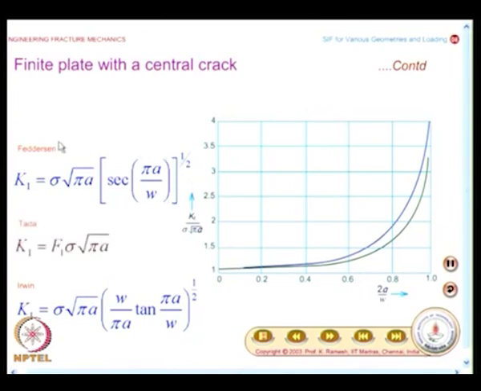Though this expression is obtained based on heuristic arguments, it is reasonably accurate, and in fact it is preferred over the tangent formula. The secant formula is preferred, but it is purely an empirical argument. And by and large the most accurate fit is by Tada, and you find only a hardly small difference between the graphs by Tada and Feddersen.